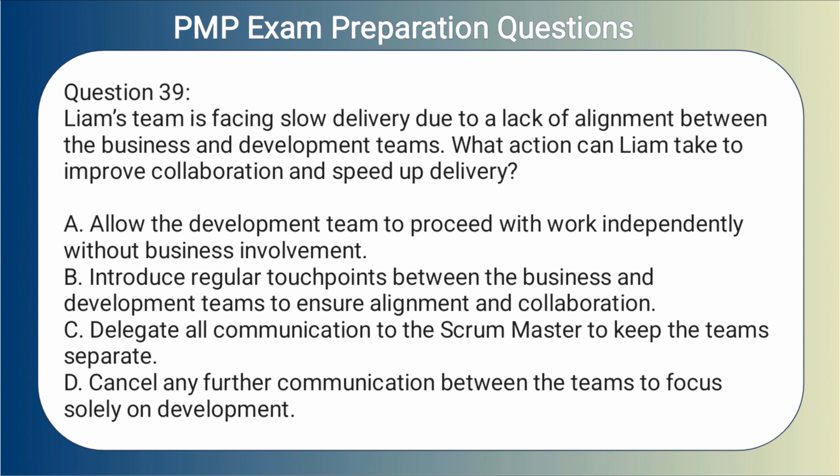Question 39. Liam's team is facing slow delivery due to a lack of alignment between the business and development teams. What action can Liam take to improve collaboration and speed up delivery? A. Allow the development team to proceed with work independently without business involvement. B. Introduce regular touchpoints between the business and development teams to ensure alignment and collaboration. C. Delegate all communication to the Scrum Master to keep the teams separate. D. Cancel any further communication between the teams to focus solely on development.